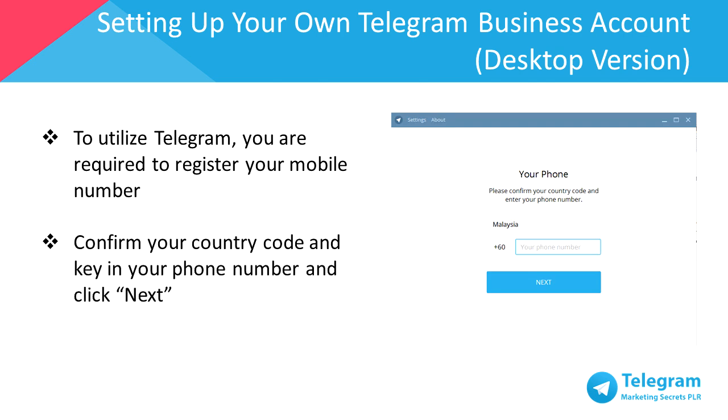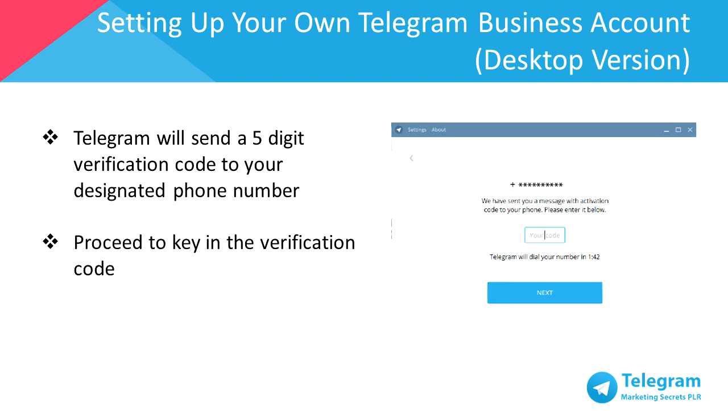To utilize Telegram, you're required to register your mobile number. Each country has a different country code, so make sure you've selected your country, keyed in your phone number, and then click OK. Telegram will send a 5-digit verification code to your designated phone number. Once you've received your verification code via SMS or phone call, proceed to key in the verification code.